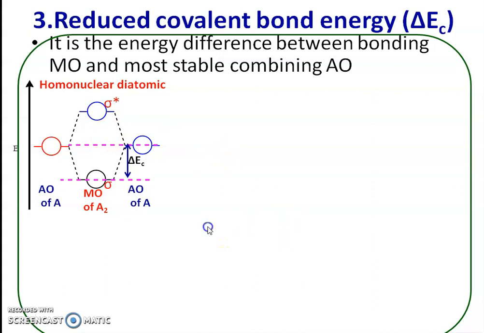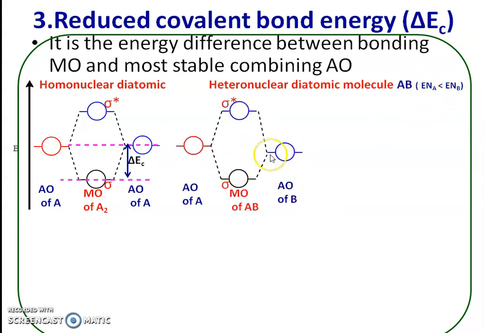Now consider the heteronuclear diatomic molecule AB, with atom B more electronegative than A. Again, this is the typical molecular orbital diagram for a heteronuclear diatomic molecule. To the left side, atomic orbitals of the less electronegative atom are shown. To the right side, atomic orbitals of the more electronegative atom B are represented, and at the center there are molecular orbitals. So this is the bonding molecular orbital and this is the anti-bonding molecular orbital.